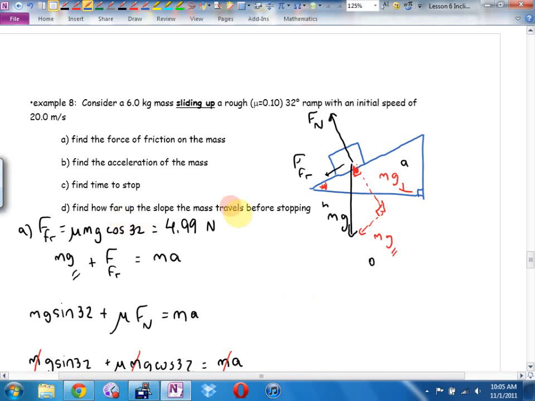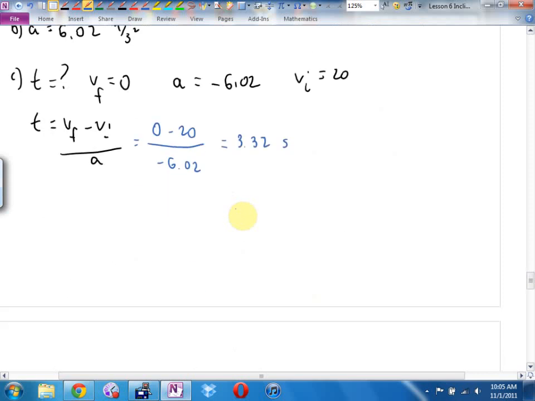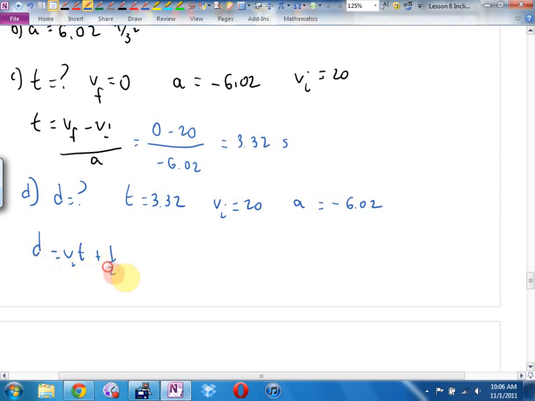How far up the slope does the mass travel before stopping? What are they asking me to find for part D? Distance. So I'll go d equals question mark. Let's see. I know that t equals 3.32. I know that v initial, I believe, was 20. I know that a is negative 6.02. I can do this. d equals v i t plus a half a t squared. 20 times 3.32 plus 0.5, slowing down, so negative 6.02, 3.32 squared.